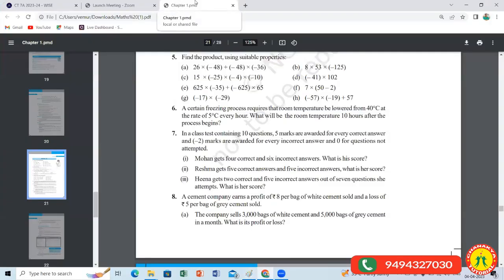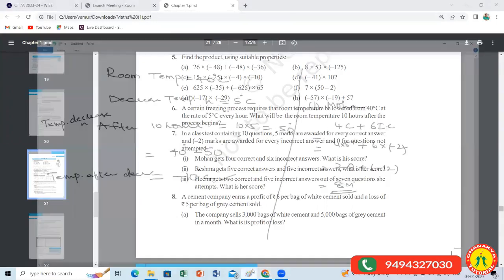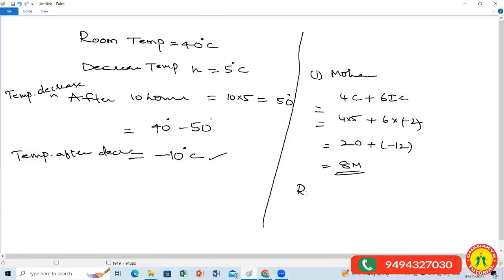Now another question, children. What is the other question given in the second bit? Reshma gets 5 correct answers and 5 incorrect answers. What is her score? 5 correct, about Reshma.